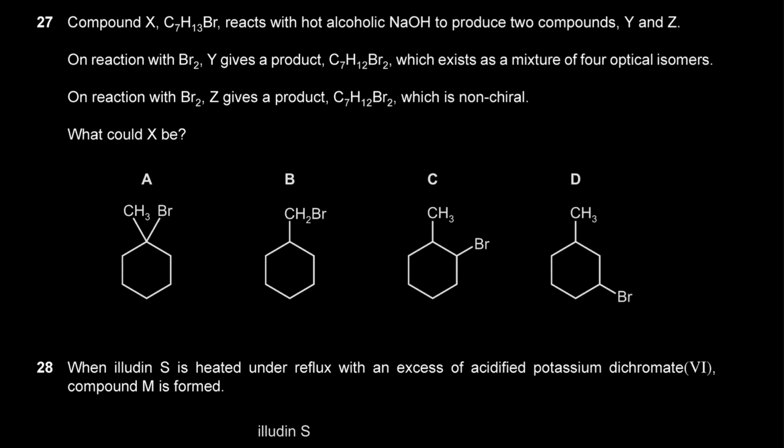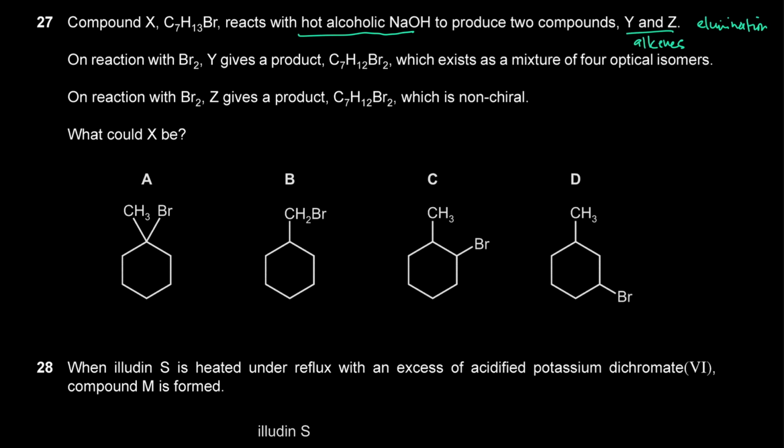What could X be? So the first reaction here, when we react compound X with hot alcoholic sodium hydroxide, that's sodium hydroxide and ethanol, we get an elimination reaction. Elimination ends up making alkenes. So this is elimination of halogenoalkane to make alkenes. So Y and Z are alkenes, they have a carbon-carbon double bond. So the first question is, which of these compounds results in a mixture of two different alkenes, Y and Z?